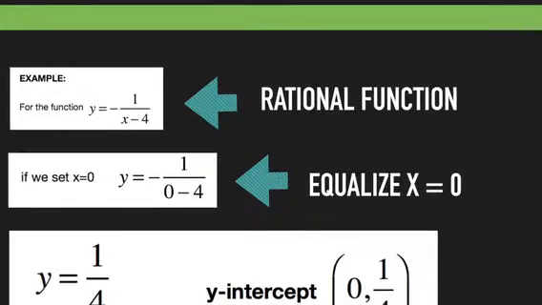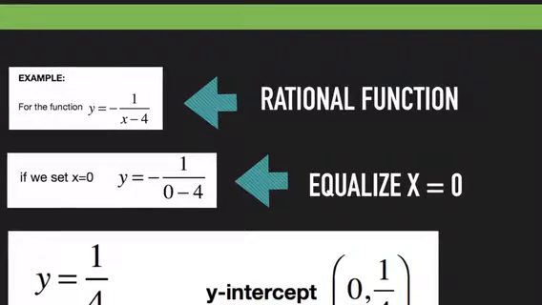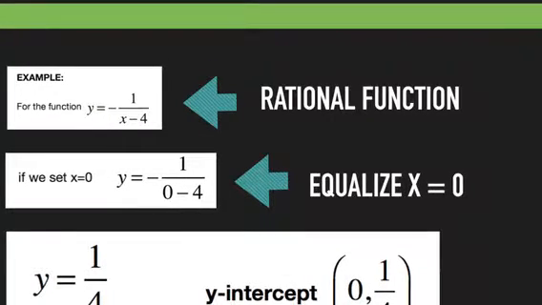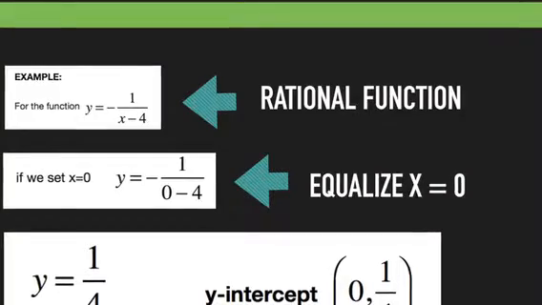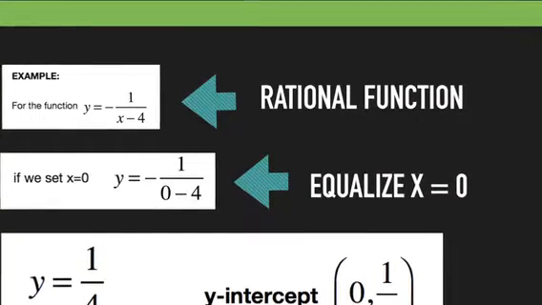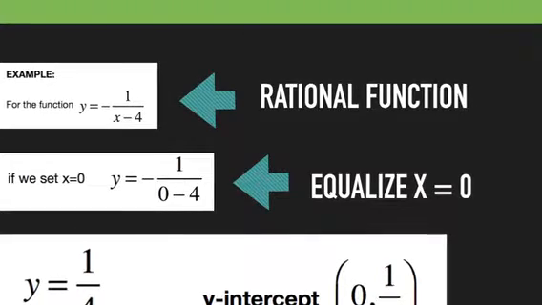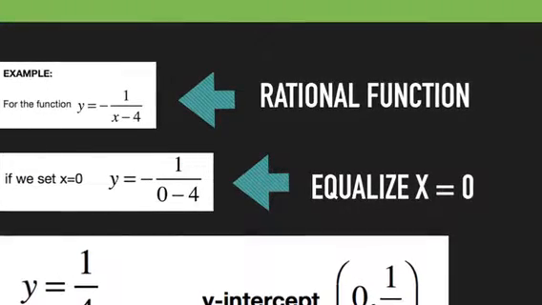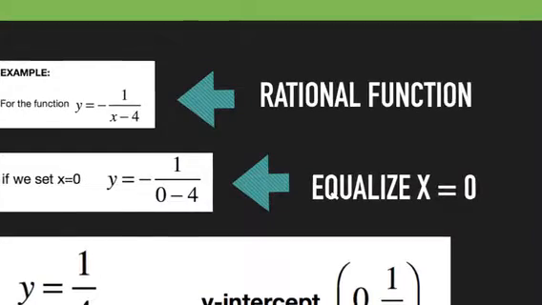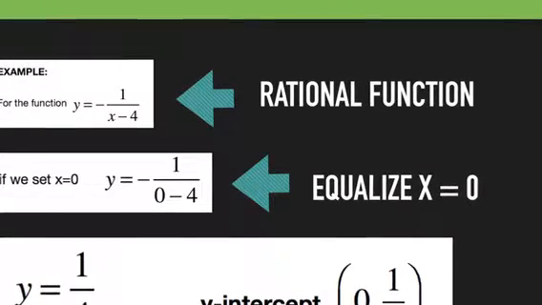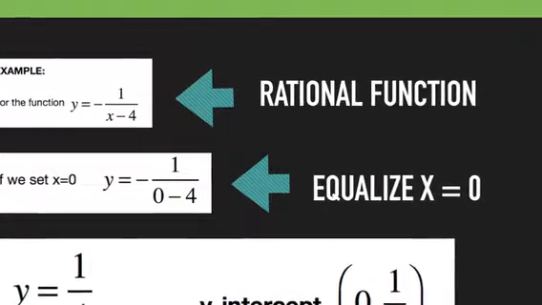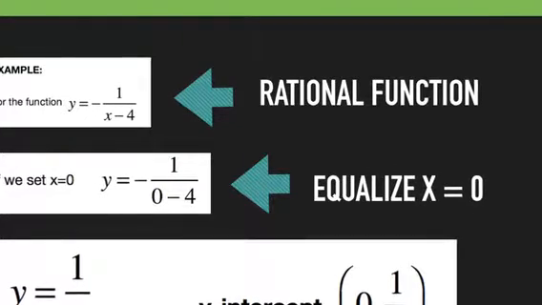Now, our next mathematical power we need to develop is the ability of how to get the y-intercept from a rational function. Here we have a function that is y equals minus 1 over x minus 4. All we need to do is set x equal to 0. So where do we have the x? In the x minus 4. Now it is 0 minus 4.